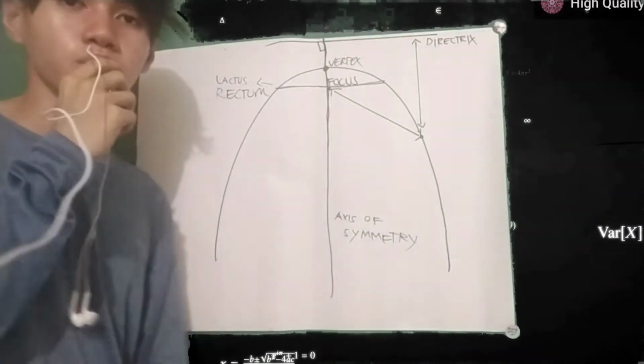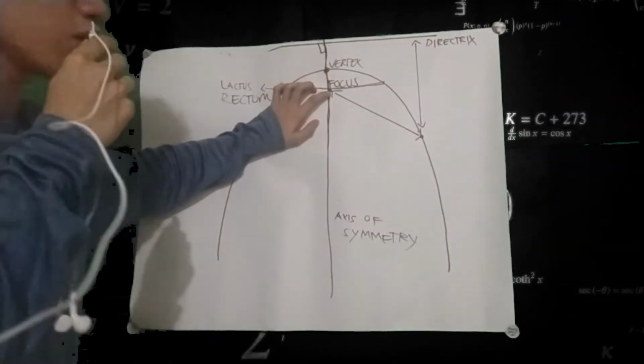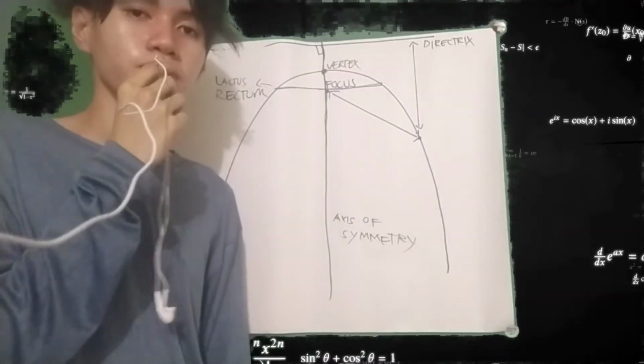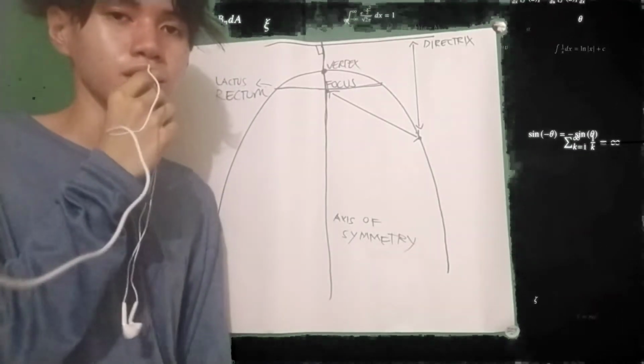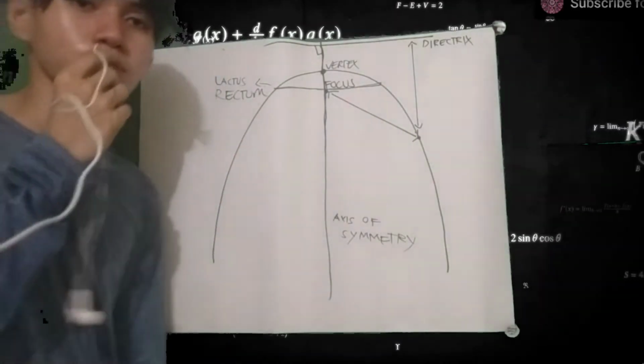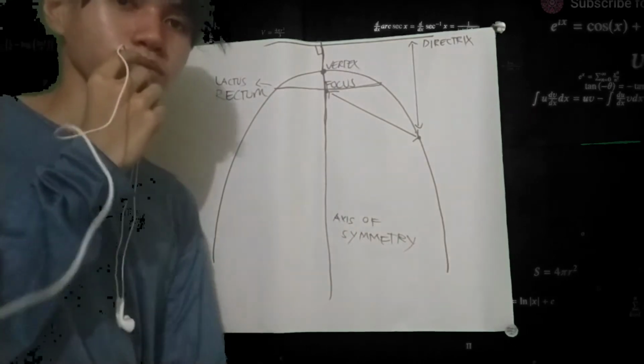So the focus, which is the fixed point of a parabola, is nandito. And as you can see, nasa loob siya ng parabola. The fixed line naman or the directrix is this line right here. And contrary sa focus, ang directrix is nasa labas naman ng parabola.